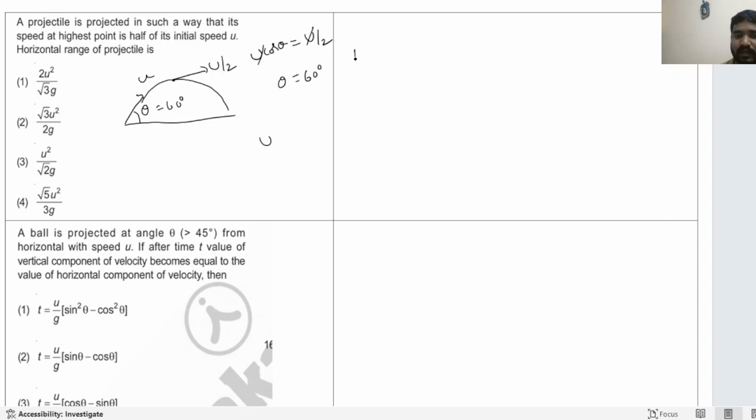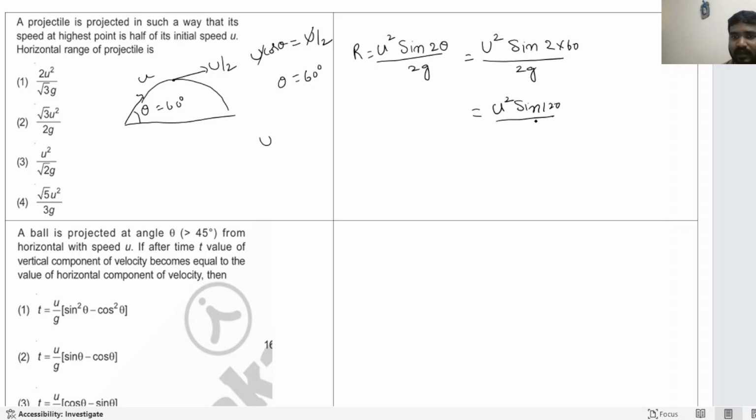Horizontal range of the projectile, you can take range R equal to u square sin 2 theta divided by g. Therefore, u square sin of 2 into 60 divided by g, that is sin 120. Sin 120 you can take as sin of 90 plus 30. Sin of 90 plus 30 is nothing but cos 30. Therefore, root 3 by 2 times u square divided by g.